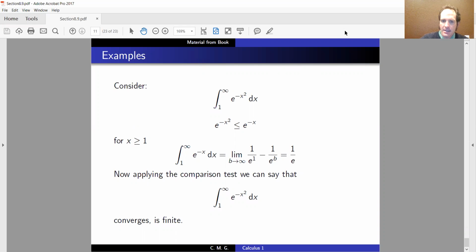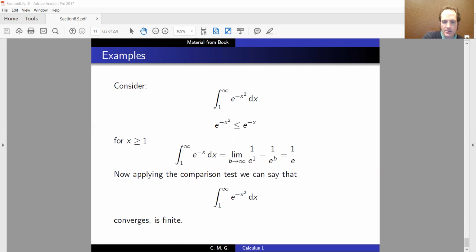Okay, cool. And then the last thing I want to talk about is the one really nice real application of this, and that is the standard normal probability distribution function.